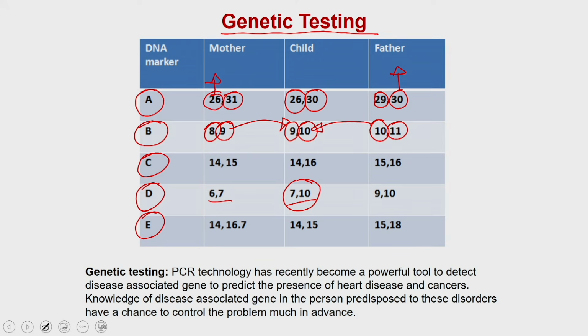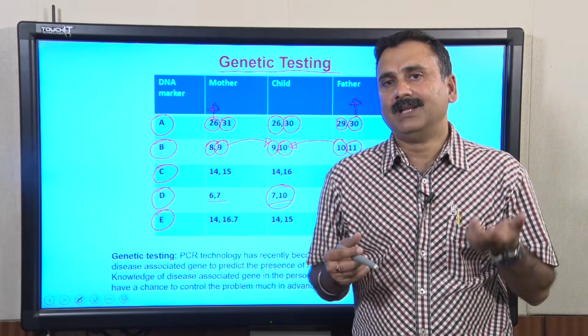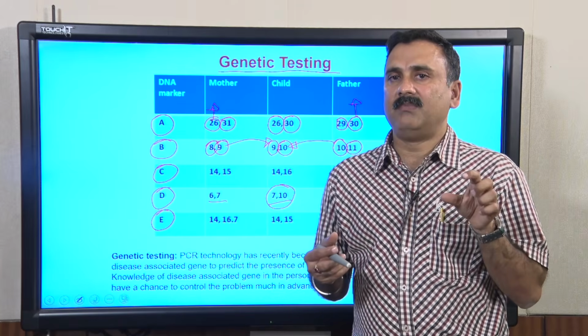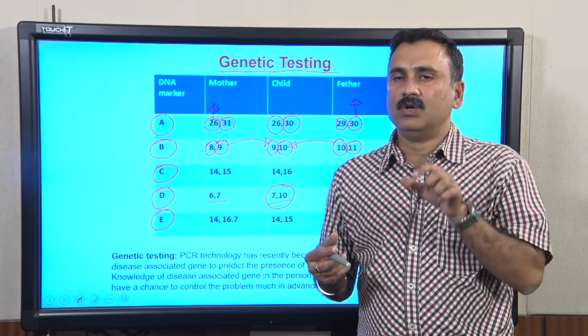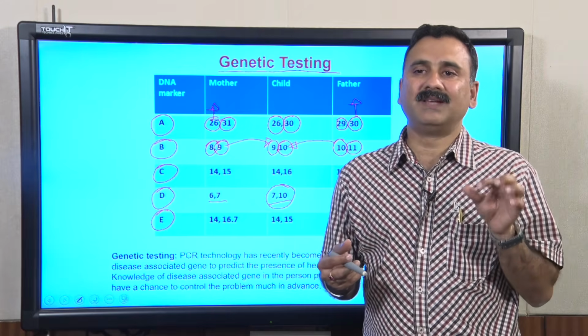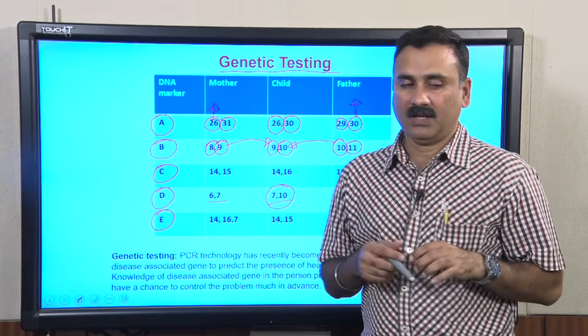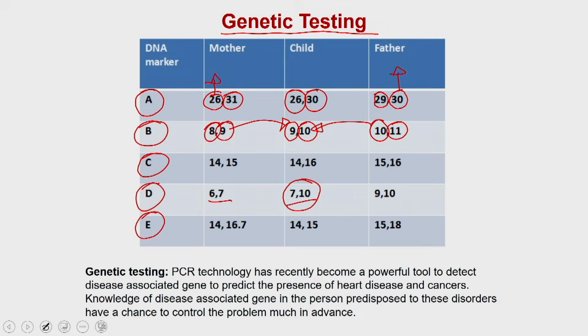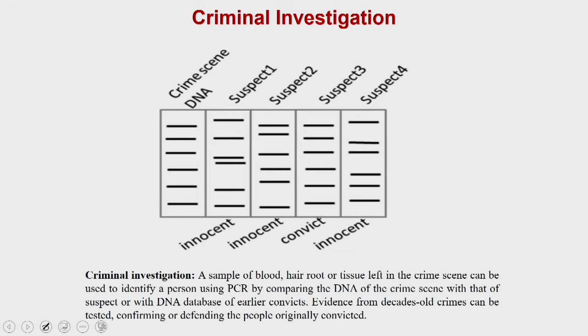For example, if somebody is prone to cancer because they have a BRCA gene, then BRCA gene PCR amplification also can be done to predict whether a particular person is predisposed to breast cancer or not using this PCR technique. Then PCR is also a very powerful technique for criminal investigations.